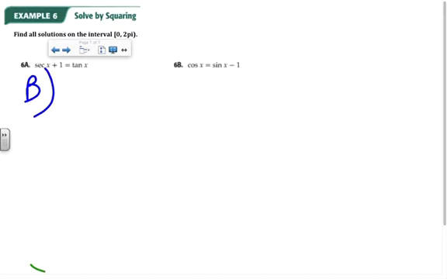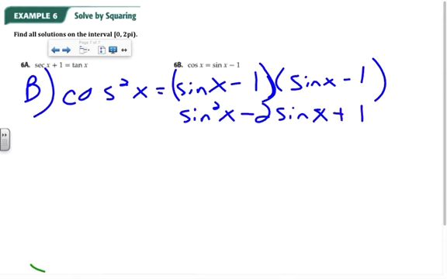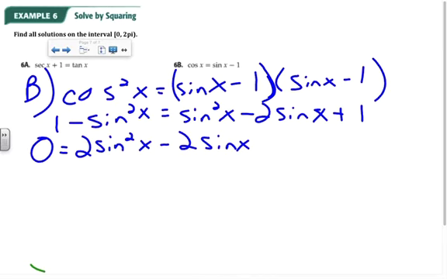In part B, once again, I'm squaring that. So I'll have cosine squared of x equal to sine of x minus 1 times sine of x minus 1. When I FOIL out the right-hand side, I'll have sine squared of x minus 2 sine x plus 1. On the left-hand side, cosine squared is equivalent to 1 minus sine squared, which means this time my squared terms aren't going to cancel out, so I want everything on the right-hand side so that my squared terms are positive. So that is 0 equal to 2 sine squared x minus 2 sine x, and the 1's cancel out.